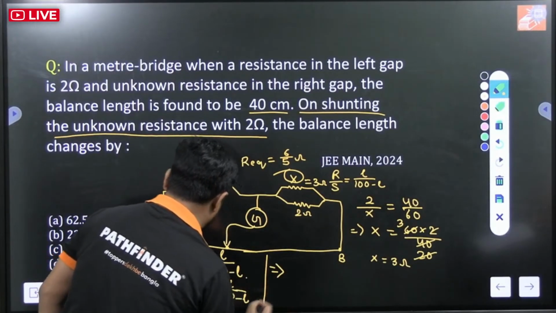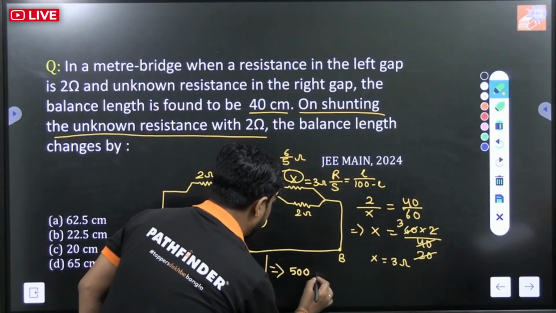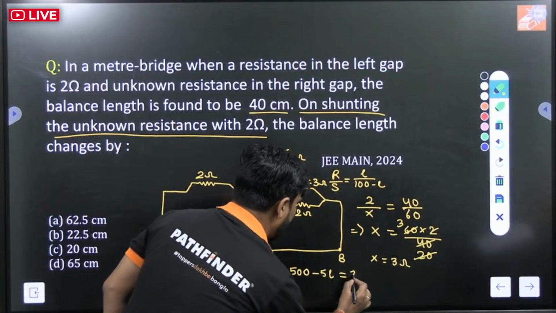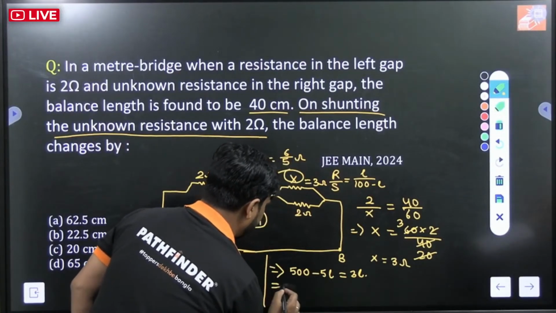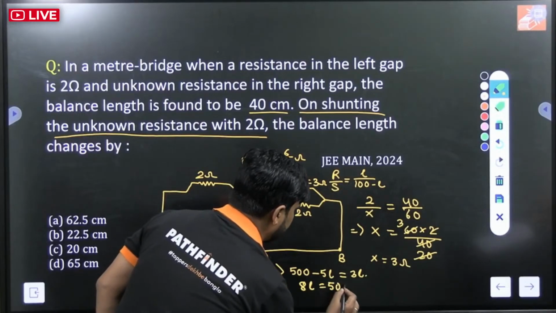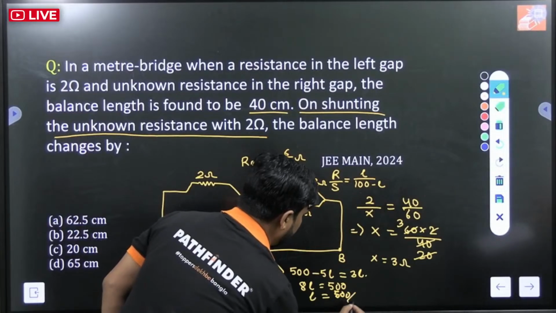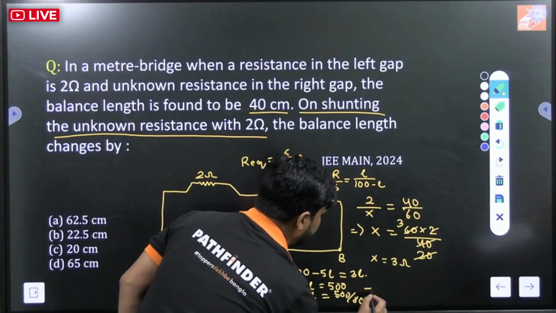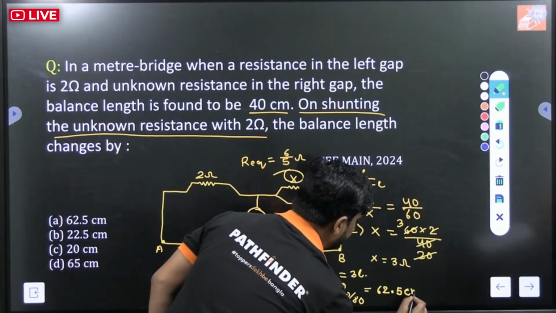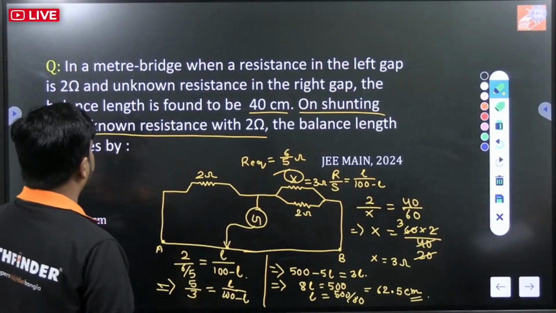Now we just have to simplify and solve this. So we will get 500 minus 5L, that is equal to 3L. So 8L is equal to 500. So what is the value of L? That is 500 by 80, which will come out to be 62.5 centimeter, right? But there is one catch.